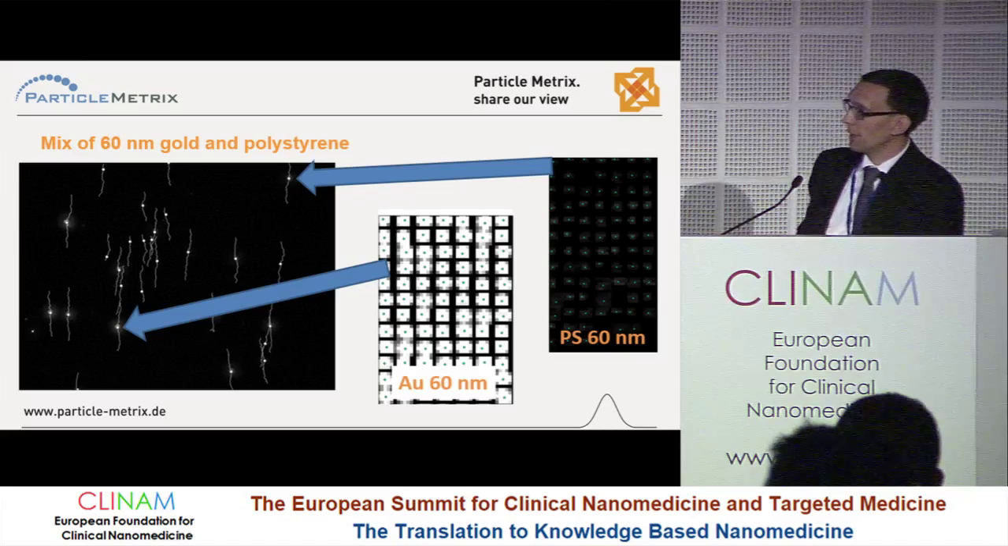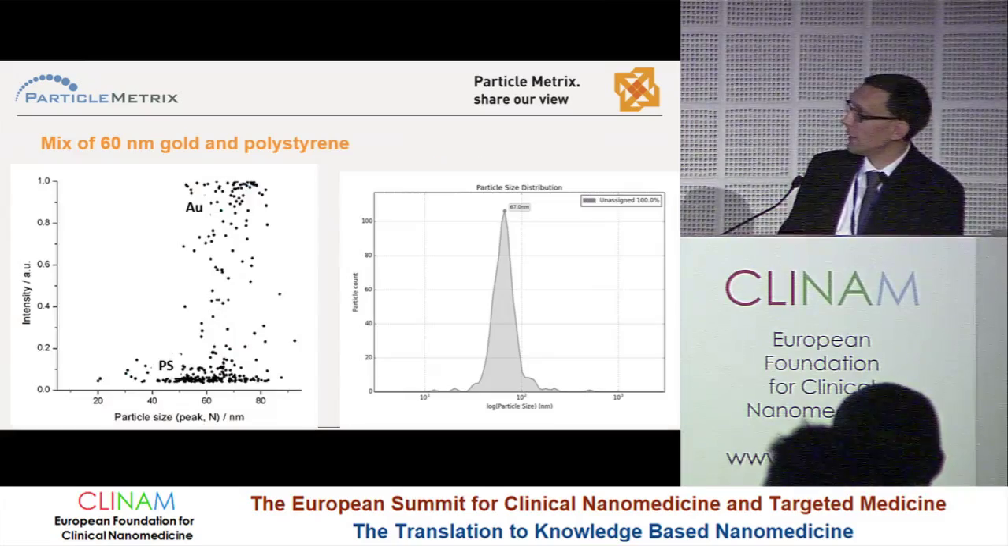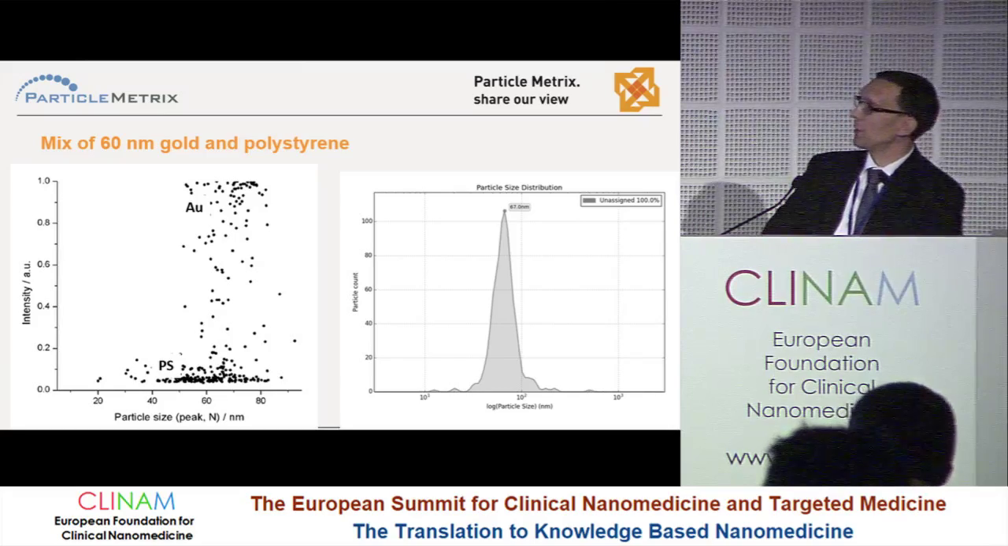By applying algorithms, we can really separate them from each other when you take into account the intensity of the particles. So we have here a scatter plot where we scale the particle size on the x-axis and the intensity of the particles on the y-axis, giving two distributions.